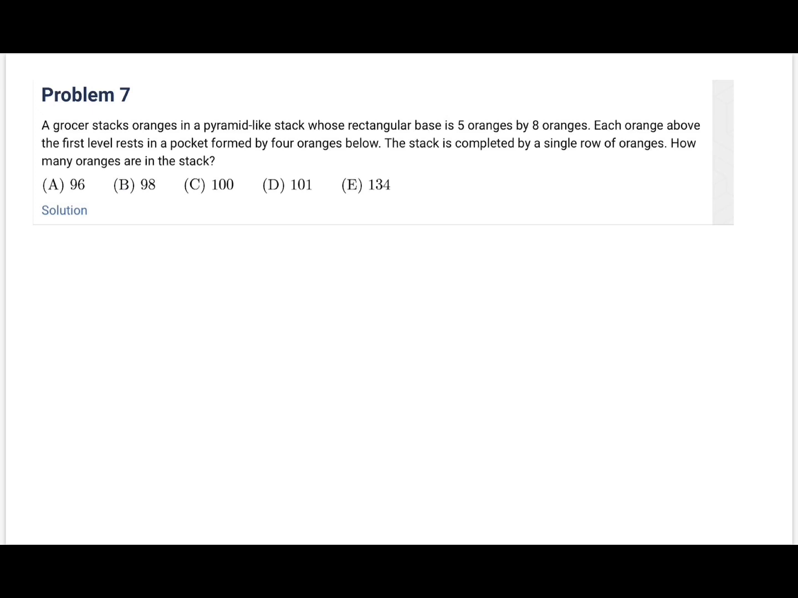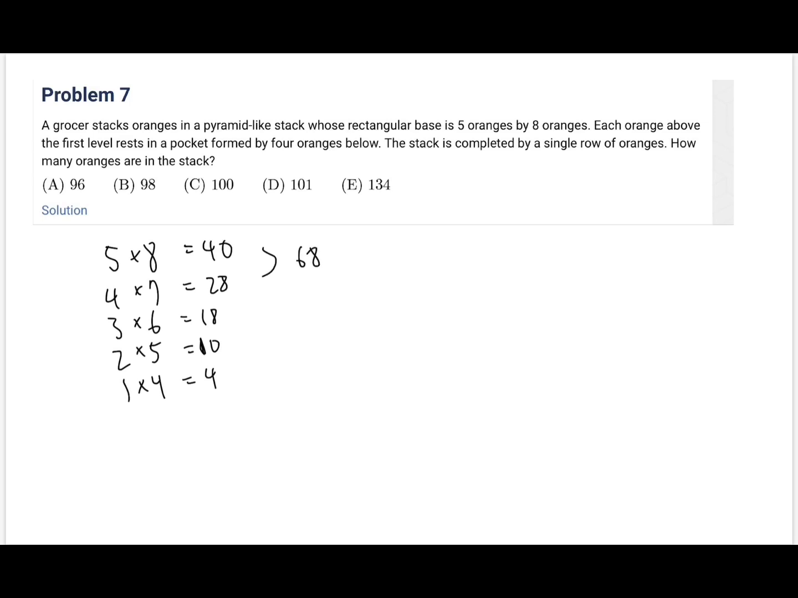Number 7, a grocer stacks oranges in a pyramid-like stack whose rectangular base is 5 oranges by 8 oranges. Each orange above the first level rests in a pocket formed by 4 oranges below. The stack is completed by a single row of oranges. Okay, so the first row is 5 by 8, and the next row is a pocket formed by 4 oranges below, right? So there's 1 less orange in each row and column. So it's 4 times 7, and then 3 times 6, 2 times 5, 1 times 4. This will be 40, 28, 18, 10, and 4. So 40 plus 28 is 68, plus 18 and 10 is 28, which gives 96, and plus 4, this will be 100. The answer is C.